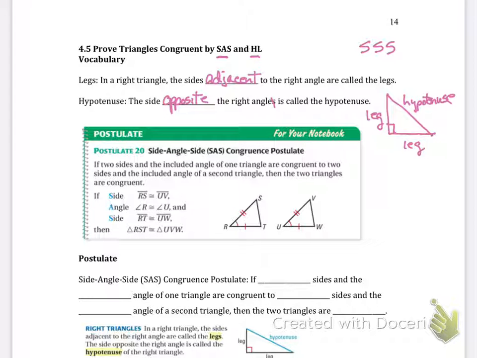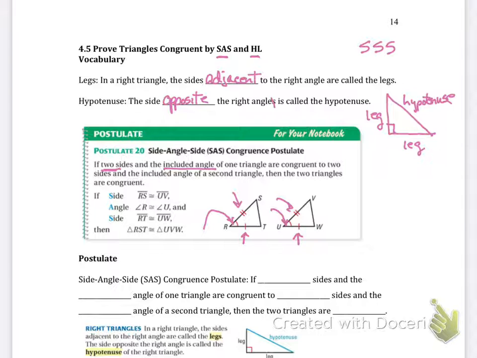Okay, so here's our postulate. If two sides and the included angle, so here is a side, here is a side, here is the angle that's included between them. Here's a side, here's a side, here is the angle included between them. So if two sides and the included angle of one triangle are congruent to two sides and the included angle of a second triangle, then the two triangles are congruent.